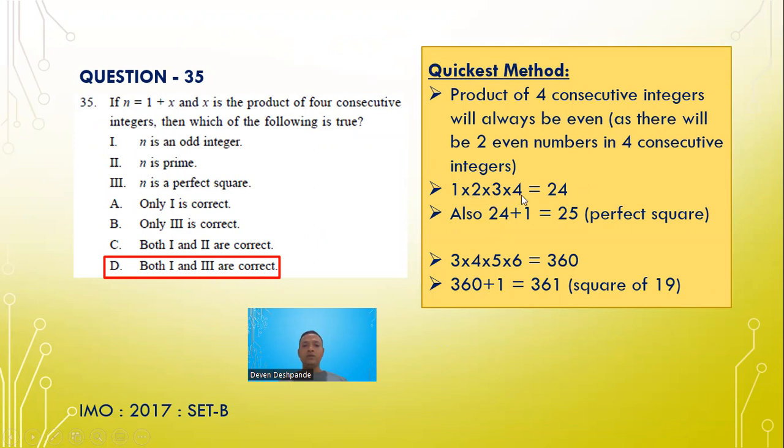So 1 into 2 into 3 into 4 is 24. So 24 plus 1 is 25, which is a perfect square. Let's take another example: 3 into 4 into 5 into 6. Again, an even number, because there are two even numbers, 4 and 6. 3 into 4 is 12, 12 into 5 is 60, 60 into 6 is 360, and 360 plus 1 is 361, and square root of 361 is 19, or square of 19 is 361. So n will always be an odd integer, and it will always be a perfect square.